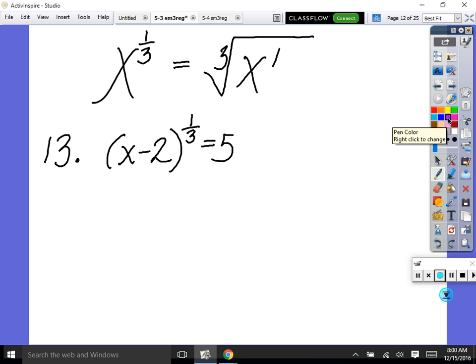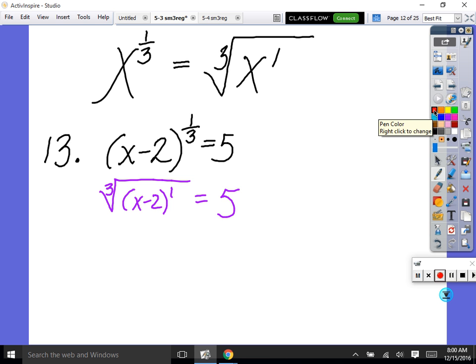Does everybody understand? So this is the roots go on bottom. Remember the picture of your flower, right? This is the cube root of x minus 2 to the first power equals 5. And now it looks no different than the ones above it. So now we will continue to solve it. So our first step is to isolate the radical. Isn't the radical isolated? Then we'll raise both sides to the third power.